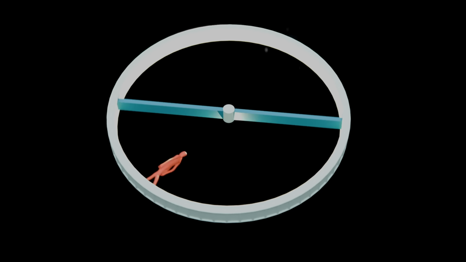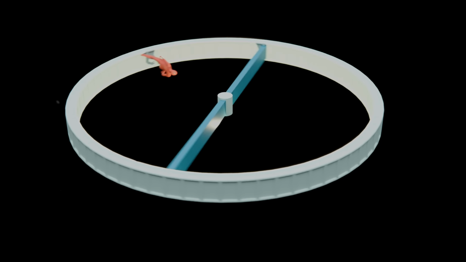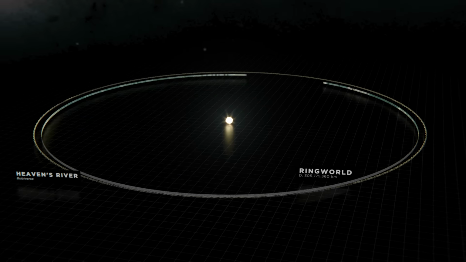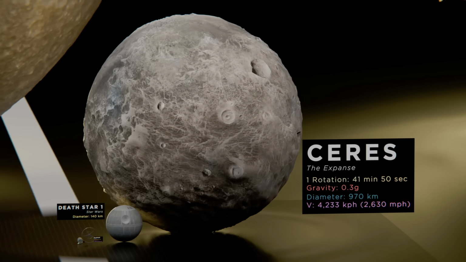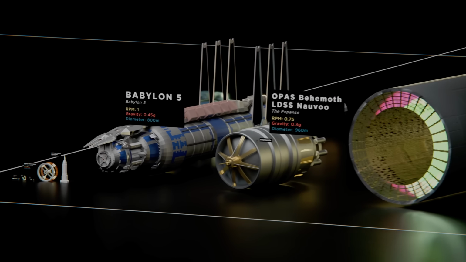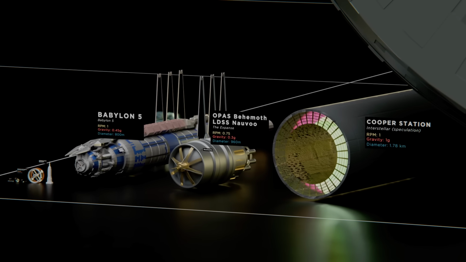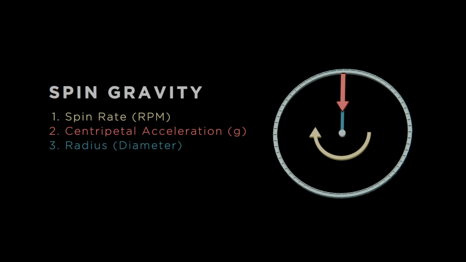Spinning to make artificial gravity is a classic element of hard sci-fi, and it's been imagined from ringworlds the size of the solar system to asteroids to tiny ships just a few meters wide. So I wanted to see if I could put their scale into perspective, but also understand the dynamics between the different variables of spin gravity.